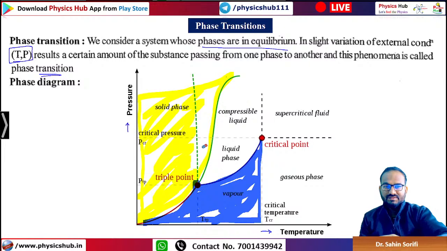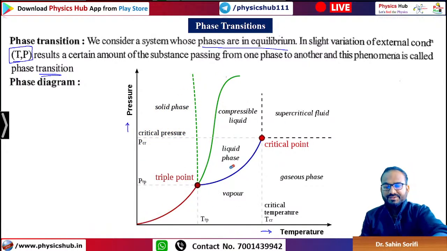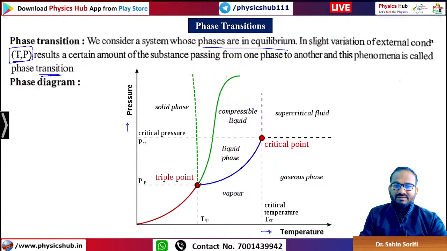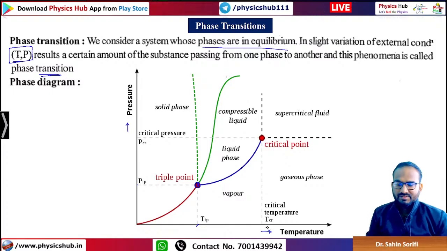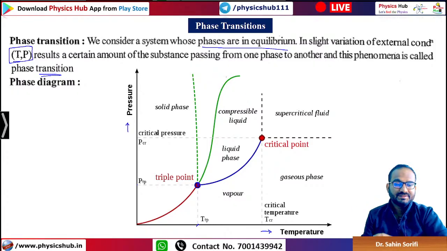I think the visibility has become less clear by drawing this. You can see these three lines are cutting at a point. This point is the triple point and the corresponding temperature is TTP, and the pressure is PTP. There is another thing called the critical point, and the corresponding temperature is the critical temperature and the corresponding pressure is known as the critical pressure.